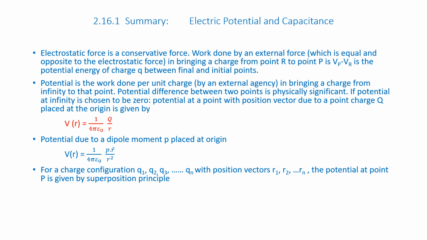For a charge configuration Q1, Q2, Q3 etc. up to Qn with position vectors R1, R2 up to Rn, the potential at point P is given by the superposition principle, which says V is equal to 1 over 4 pi epsilon naught open the bracket Q1 by R1P plus Q2 by R2P plus etc. up to Qn by RnP close the bracket. Here R1P is the distance of point 1 from the point P.